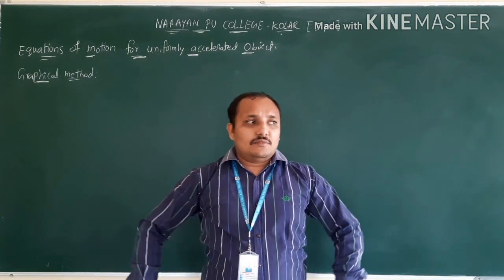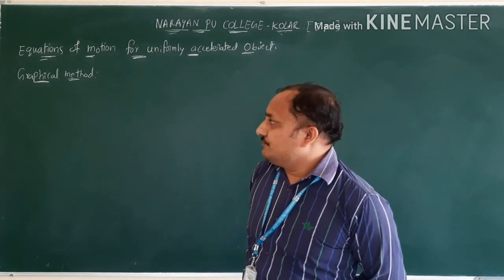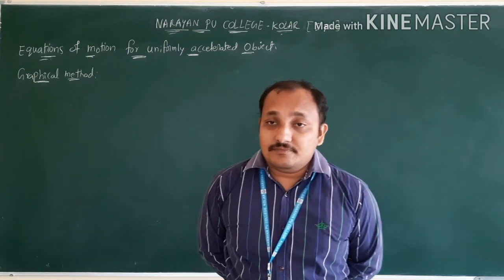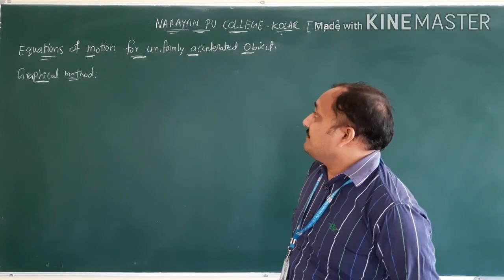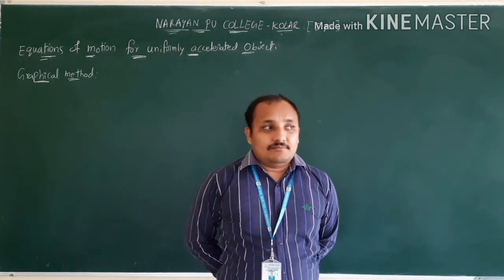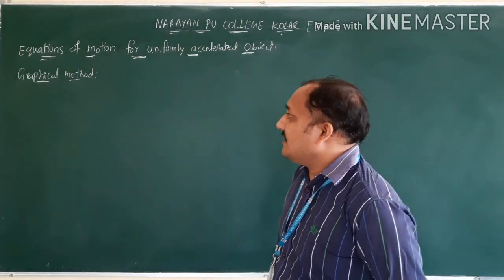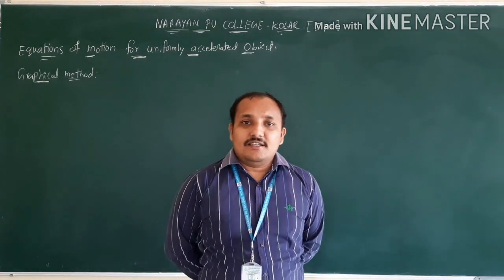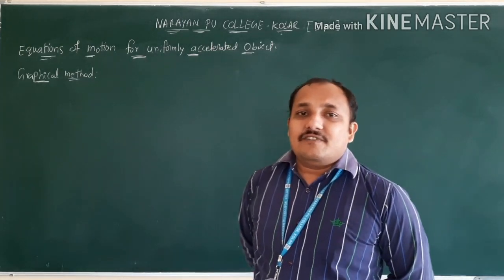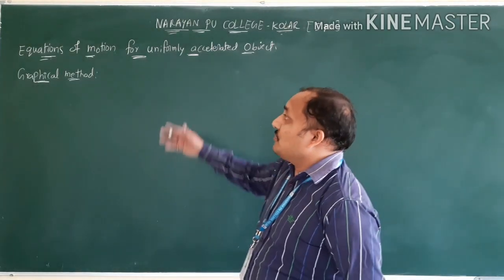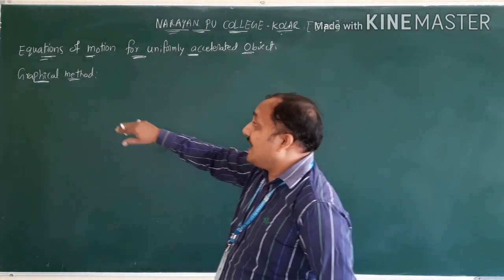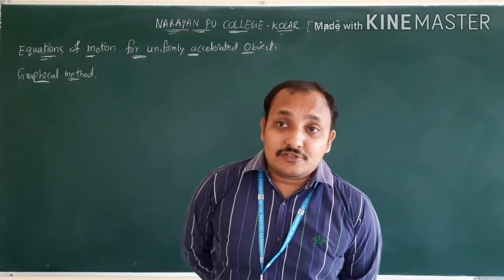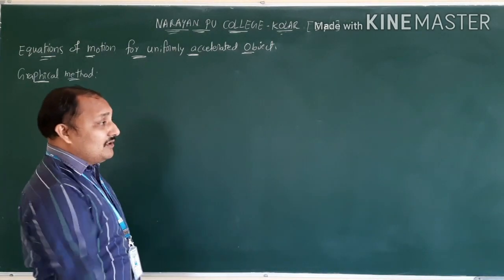Now we are discussing a very important question, a PU level 5 marks question. That is nothing but equations of motion for a uniformly accelerated object. If any object is moving with uniform acceleration, you already came to know those equations: v is equal to u plus at, s is equal to ut plus half at square, v square minus u square equal to 2as. Those equations we are going to derive by using a graphical method, the velocity time graph.